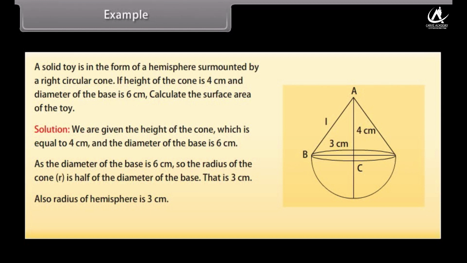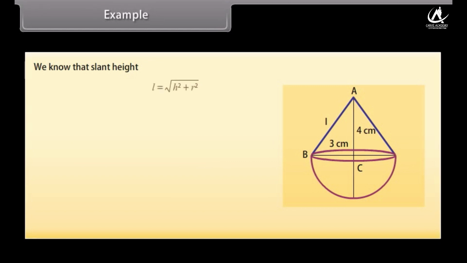Now to find the surface area of the toy, we need to find the curved surface area of the cone and curved surface area of the hemisphere. The curved surface area of the cone is equal to pi r l. So, now we have to find the value of l, slant height. We know that slant height l is equal to square root of h square plus r square, which equals square root of 4 square plus 3 square, is equal to square root of 16 plus 9, is equal to square root of 25, equals 5 cm.